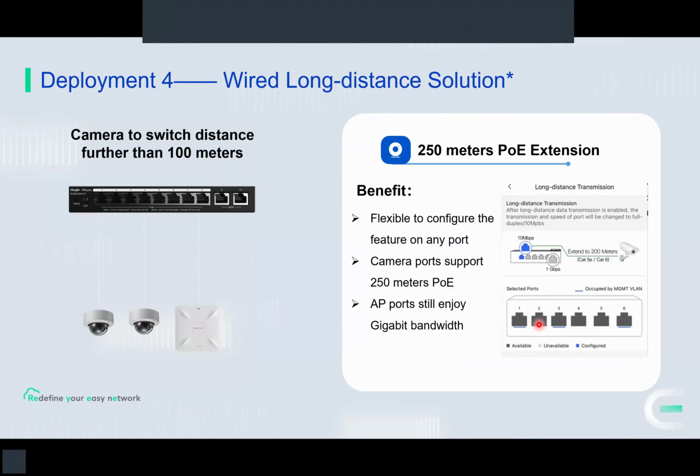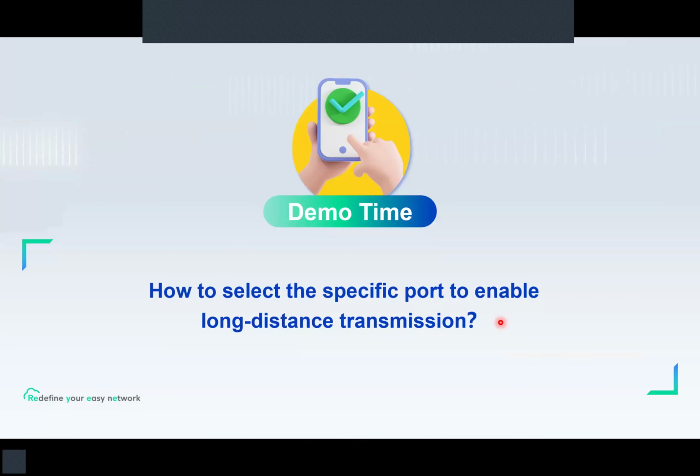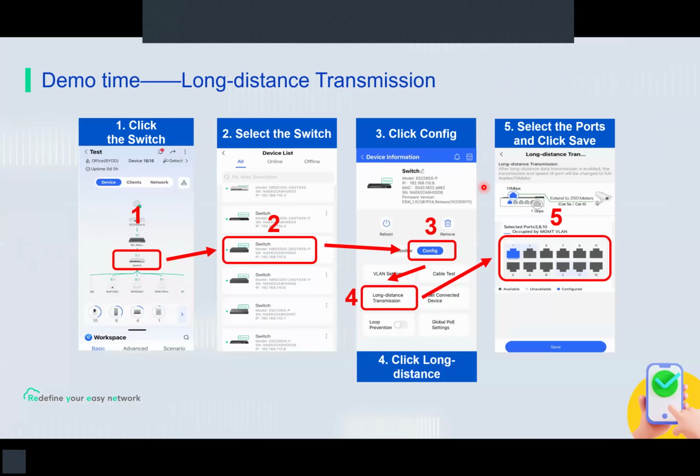Flexibly, and after you select the port and click finish, the port will support 250 meters PoE. You also just need 5 steps to set up the long distance. The first step, you select the switch and click config, click long distance transmission, and select the port you would like to do the long distance. So it's very easy.